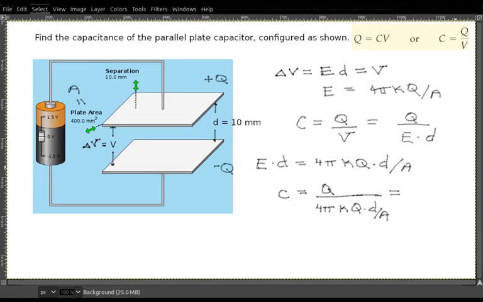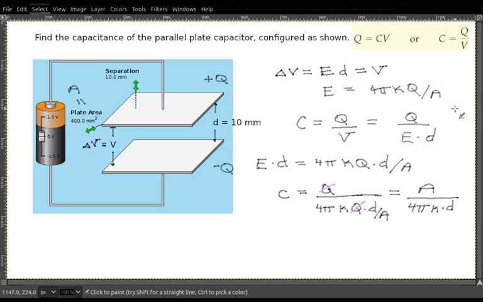From our definition of the electric field, we have the electric field times D is 4 pi K Q D divided by A. So plugging that into the expression for the capacitance, C is equal to Q divided by 4 pi K Q D divided by A. The common term in the numerator and denominator, Q, cancels, and downstairs goes upstairs, so the A goes upstairs, and we get that the capacitance of the parallel plate capacitor is equal to the area divided by 4 pi K, K is the electric constant, times D is the plate separation.